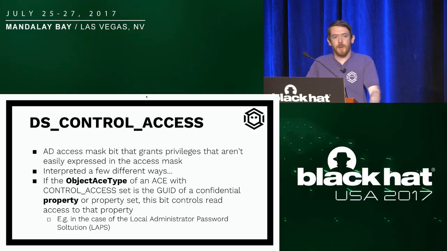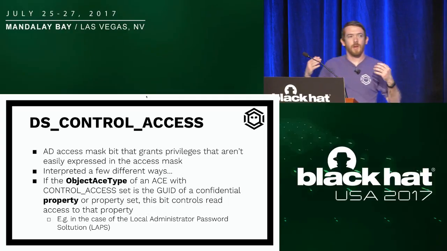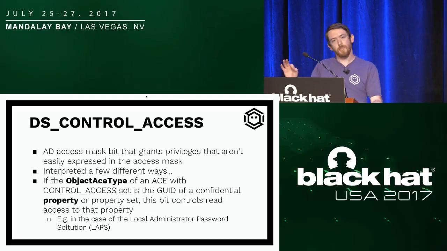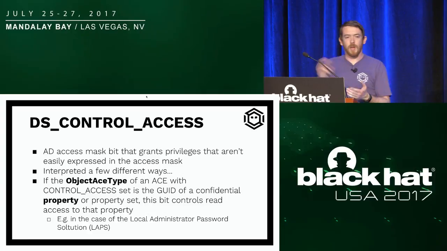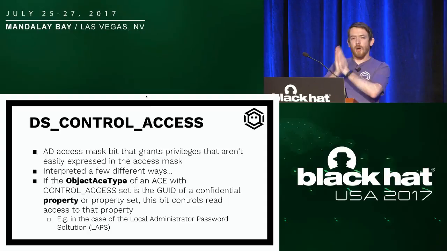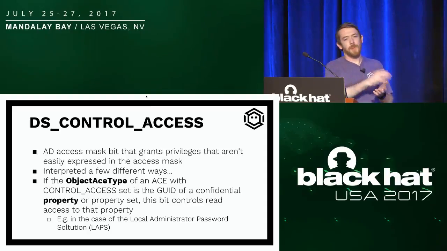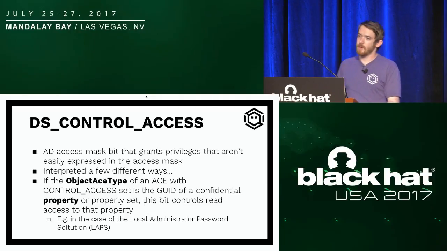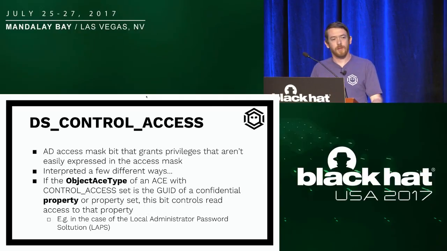There's one bit in the access mask we definitely care about. It's DS control access. It is a bit in the access mask that is used to demonstrate privileges that aren't easily expressed already in the access mask. So it's a way to extend how you can actually define this stuff. This bit is interpreted two different ways. If the object ACE type, which is a GUID, if the target of the ACE is a confidential property name, so if it's mapped back to a property that's marked as confidential, for example LAPS, then flipping the DS control access bit will grant read access to this sensitive property.